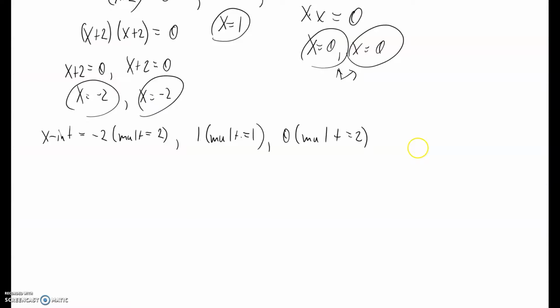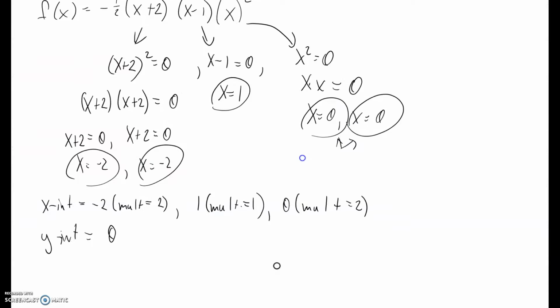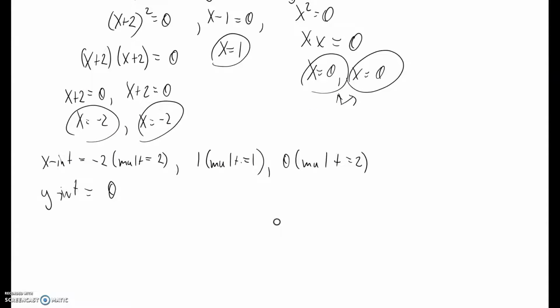Next, we're going to go ahead and find the y-intercept. For this thing, a nice little shortcut is that if your x-intercept is 0, your y-intercept is going to be 0. But if you don't see that, you can always go back and do the algebra by plugging 0 in for x and solving. Either way you do it, you'll end up with the y-intercept being 0.